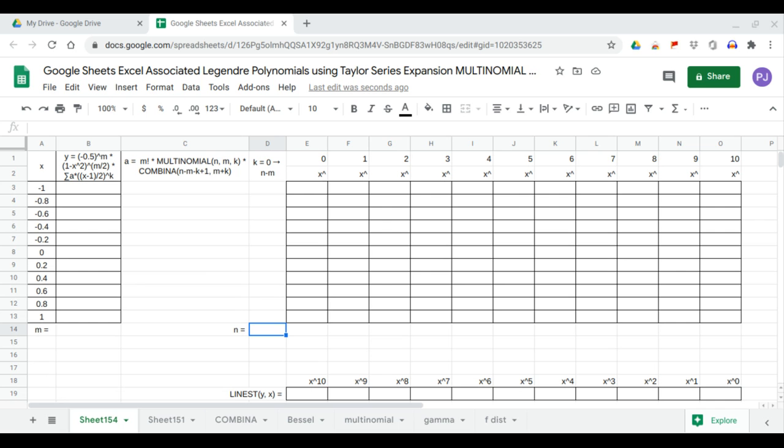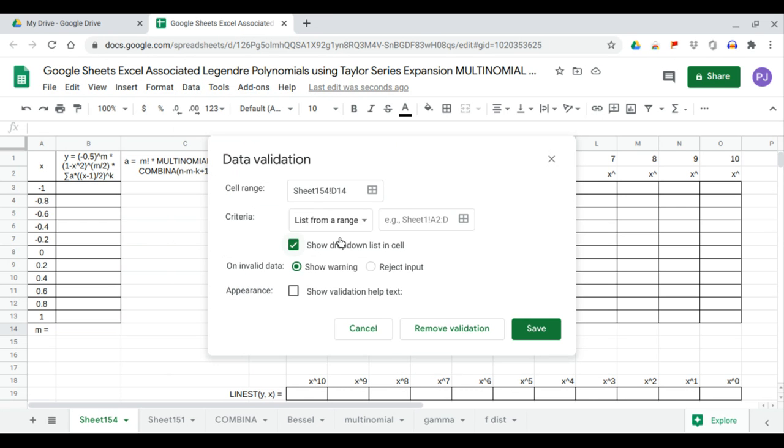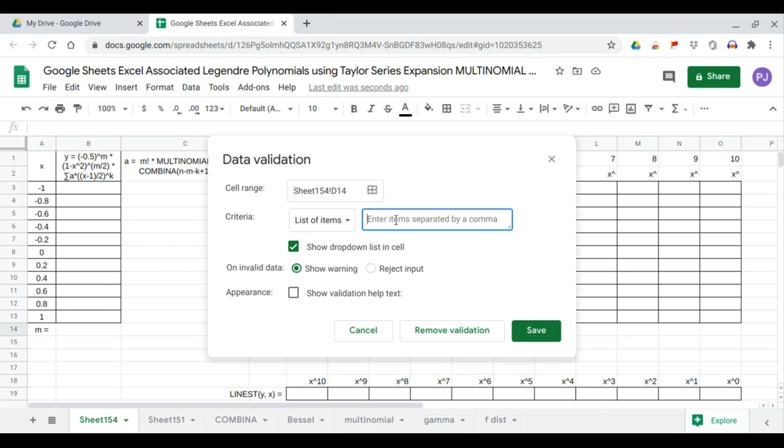In this video, we will use Google Sheet and Excel functions to generate the Legendre polynomials. Begin with the values of x, which is our range from -1 to +1. This will contain our dataset of the Legendre polynomial, which we can chart, the coefficients, which uses multinomial and combina, and the value for k from 0 to n minus m using sequence.